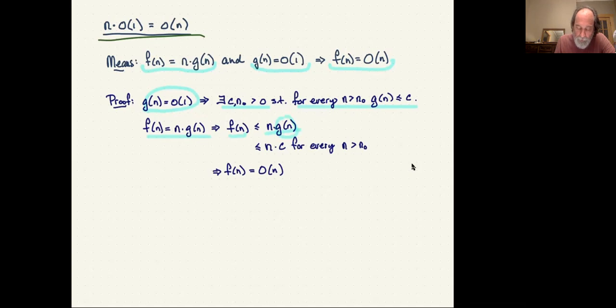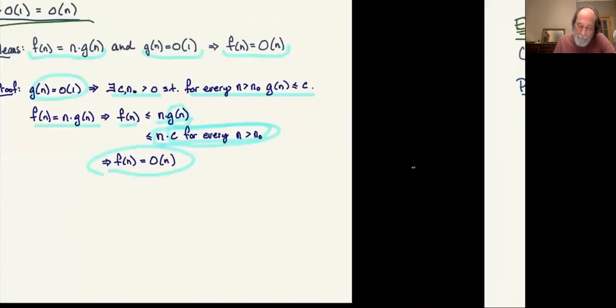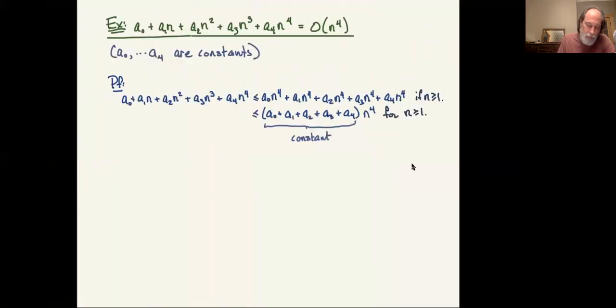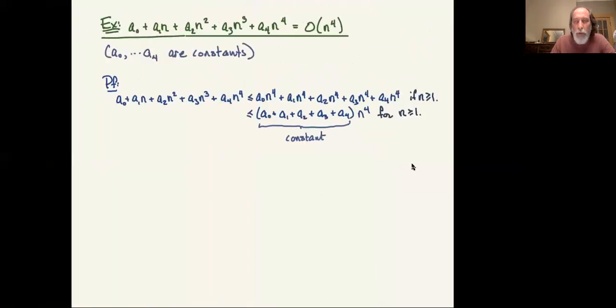Namely, that it's no bigger than c whenever n is bigger than n naught, right? So it follows that f of n is no bigger than n times c, for every n bigger than n naught. And that's just the definition of f of n being big O of n. Okay, I would just reverse the order of the c and the n, but okay. What's going on? Okay, we'll go do a few more examples of basic big O statements.